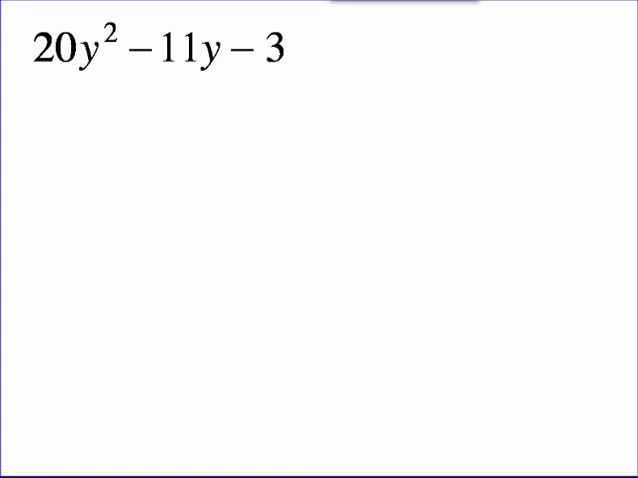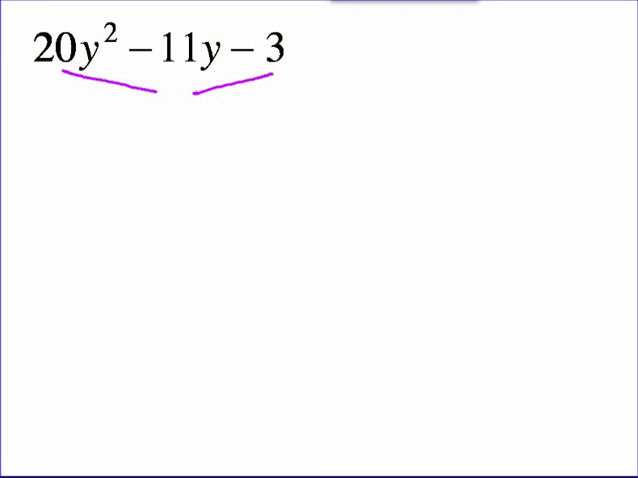So here's our second one. I have 20y squared minus 11y minus 3. Can you take something out that's in common with all 3? No. Can't take anything out. Next thing, I notice the number in front of the y squared is something other than a 1, bigger than 1. So I can't just jump to factoring. So what I need to do then is multiply the first and the last.